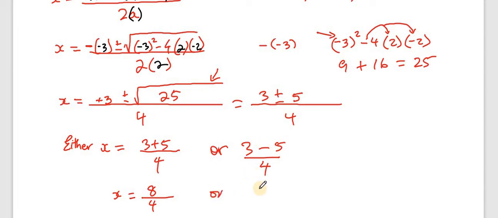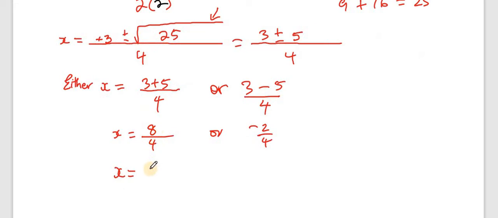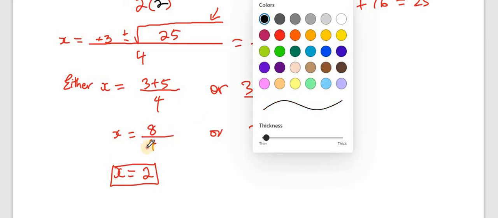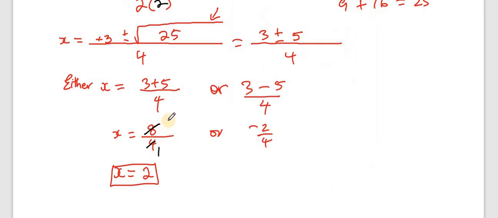Or 3 minus 5 is -2 over 4. What's 8 divided by 4? Just 2. Because remember, 4 goes into 4 once, and 4 goes into 8 twice. And 2 divided by 1 is simply 2. What about this one? Put -2 divided by 4.